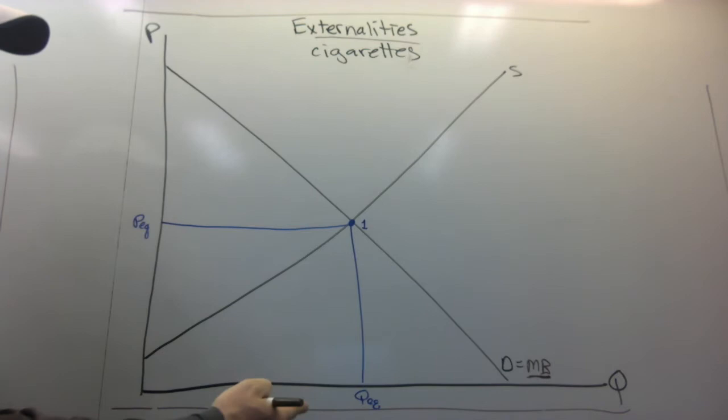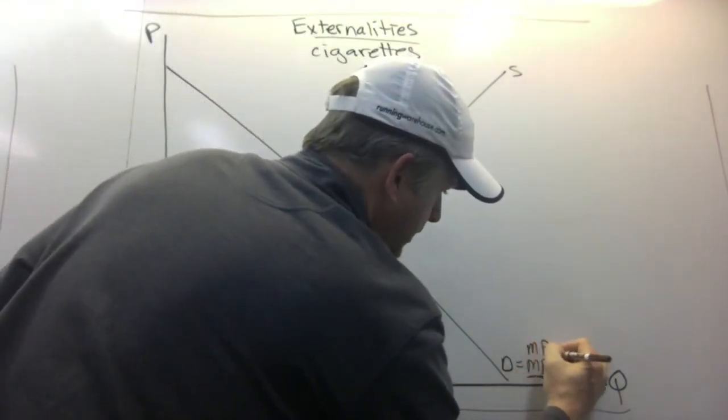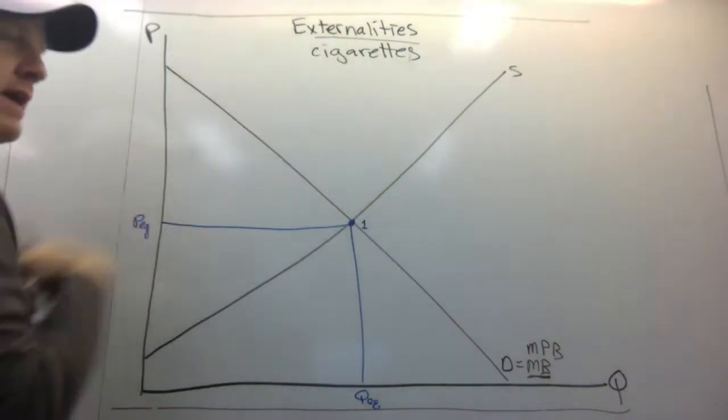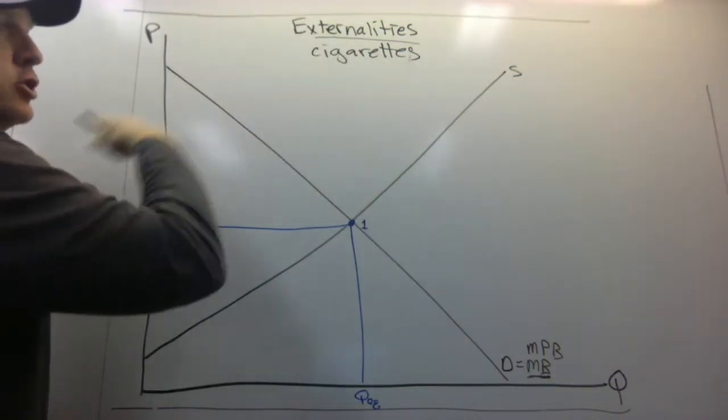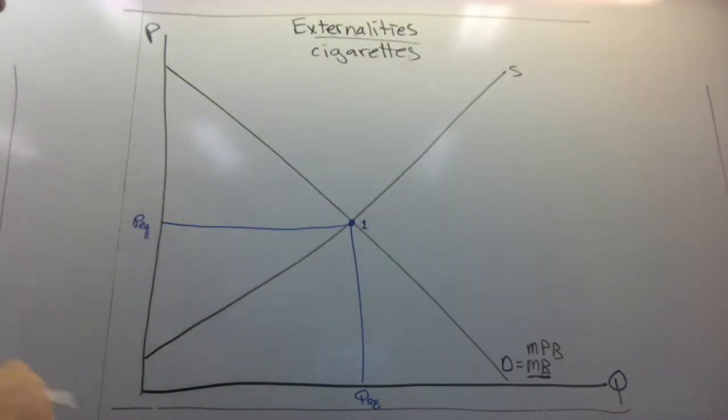Let's take it one step further, though, and now instead of saying marginal benefit, let's say marginal private benefit. In other words, the benefit that accrues privately to the smoker themselves, not to society as a whole, but to the smokers themselves. And that makes good sense, right?